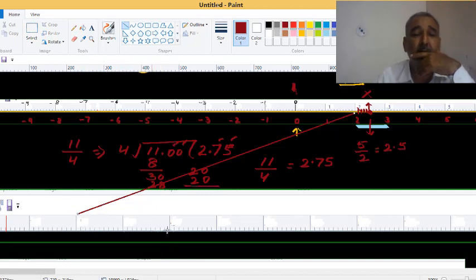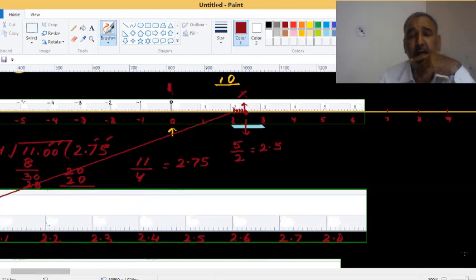And this is 2.1, 2.2, 2.3, 2.4, 2.5, 2.6, 2.7, 2.8, 2.9. I'm writing. It is 2.0, 2.1, 2.2, 2.3, 2.4, 2.5, 2.6, 2.7, 2.8, 2.9, and somewhere here it is 3.